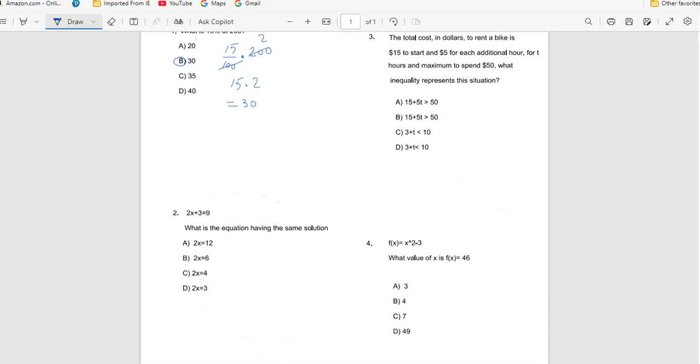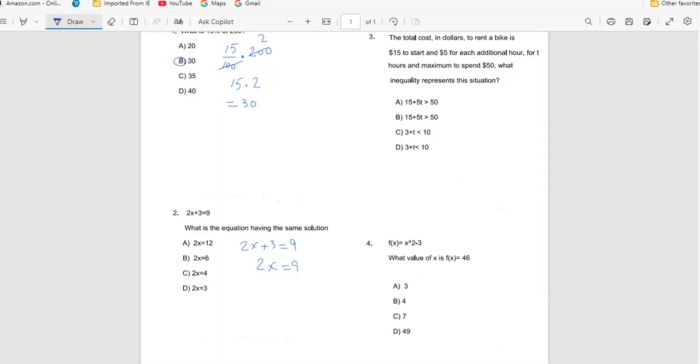2x plus 3 equal to 9. What is the equation having the same solution? So if I have 2x plus 3 equal to 9, to find the solution of this equation, let's get rid of the 3 first, right? So you subtract 3 from both sides, you get 2x equal to 9. And if you like to find x, you divide both sides.